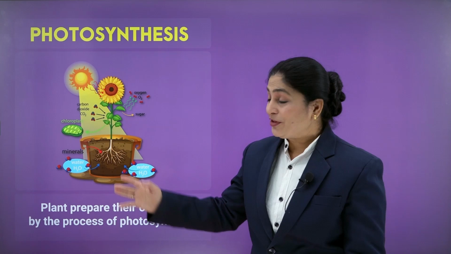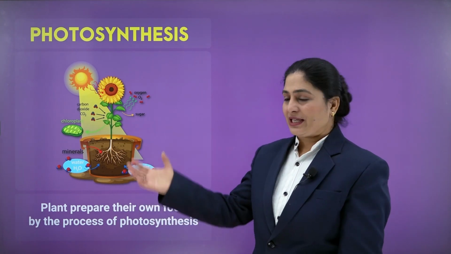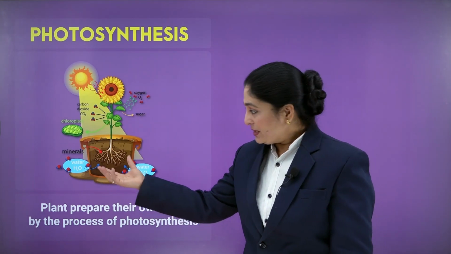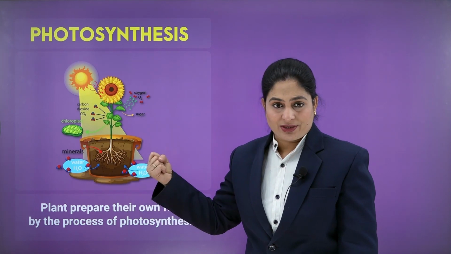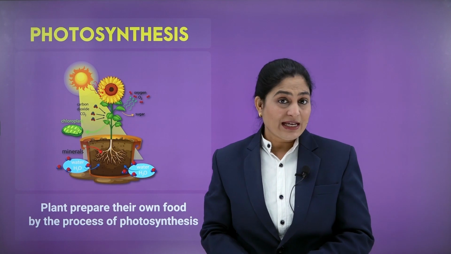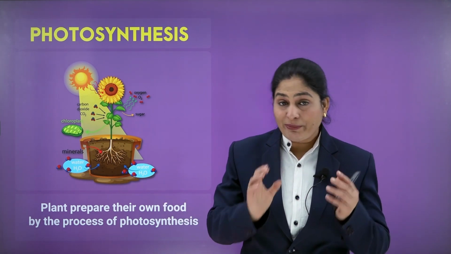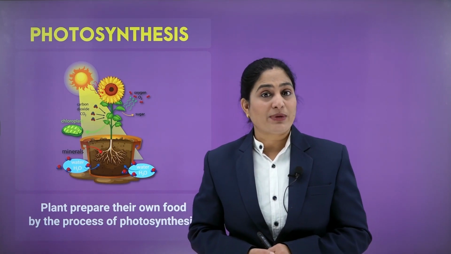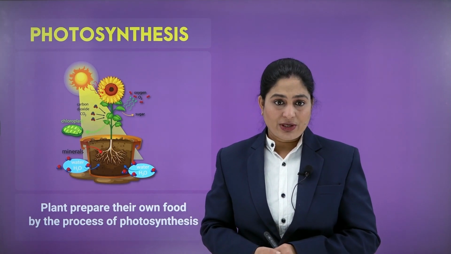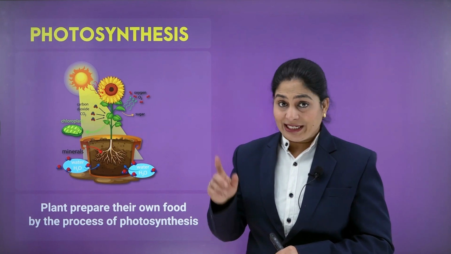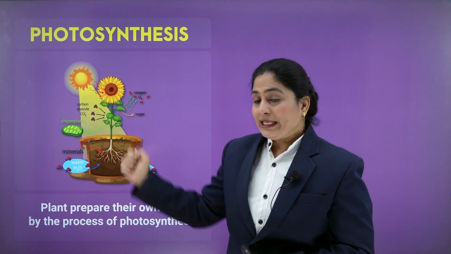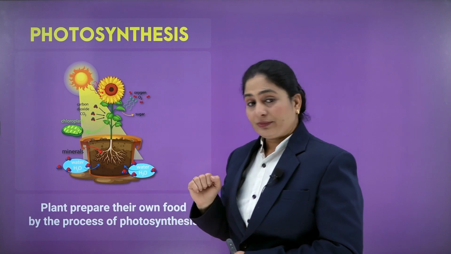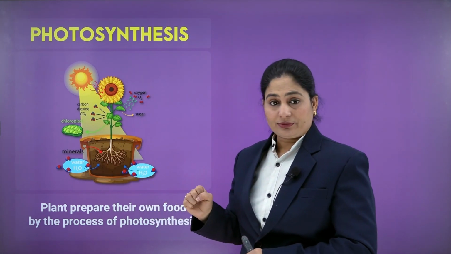So let us discuss the process of photosynthesis with the help of this image. Here you can see a plant. You can see the roots of this plant. Photosynthesis is a process by which a plant prepares its own food. So what are the raw materials that this plant needs for the preparation? It needs sunlight, it needs carbon dioxide, it needs water.